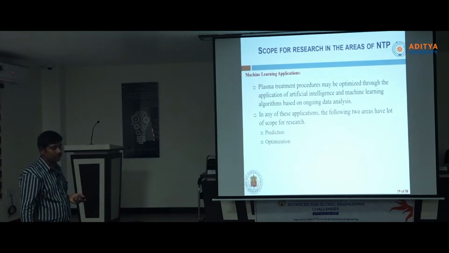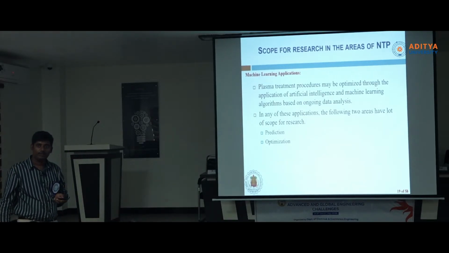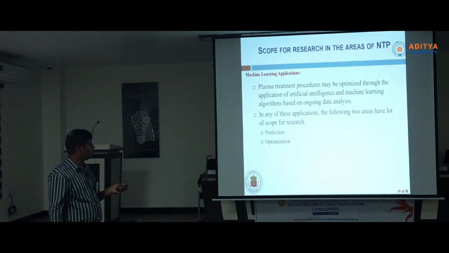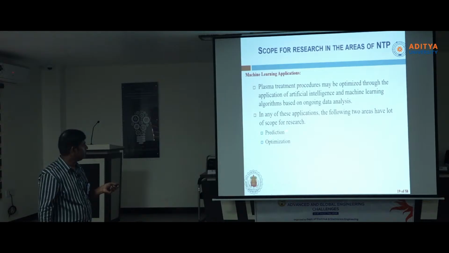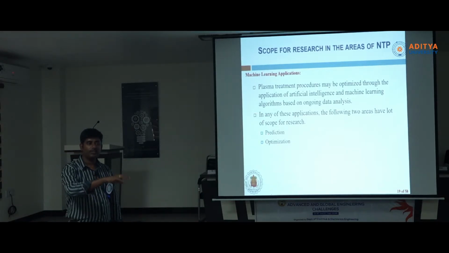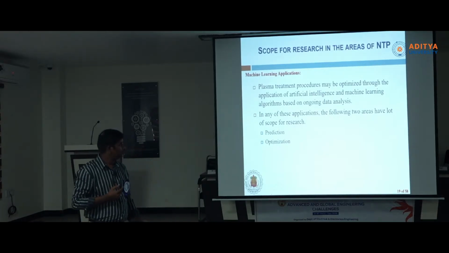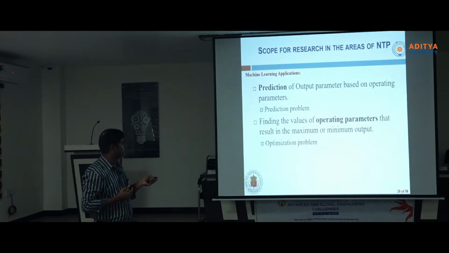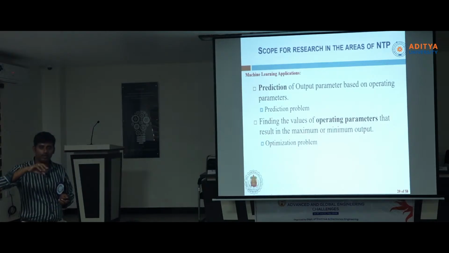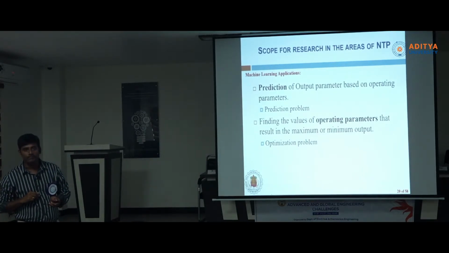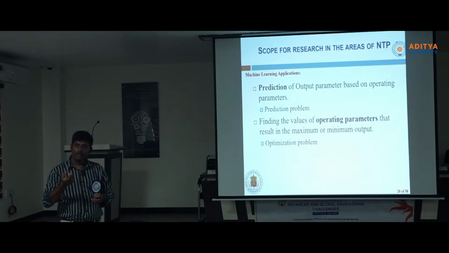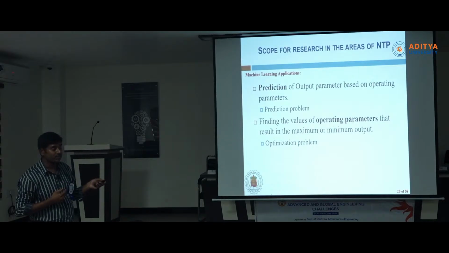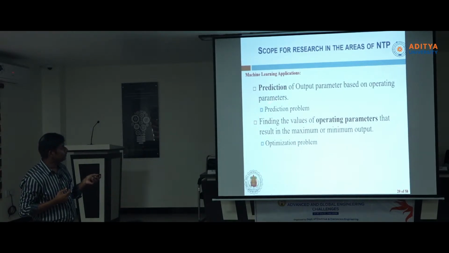Then we have machine learning applications. Basically, for what purpose do we use machine learning? There are two problems which we can solve using machine learning techniques. One is prediction, another is optimization. So what is prediction and what is optimization? Prediction of output parameters based on operating parameters. I mean, input parameters are known values. We have a set of output parameters also, but for unknown data, when we know input parameter values, what is the output parameter value? To calculate or predict it, we use such machine learning techniques. That problem is said to be a prediction problem.